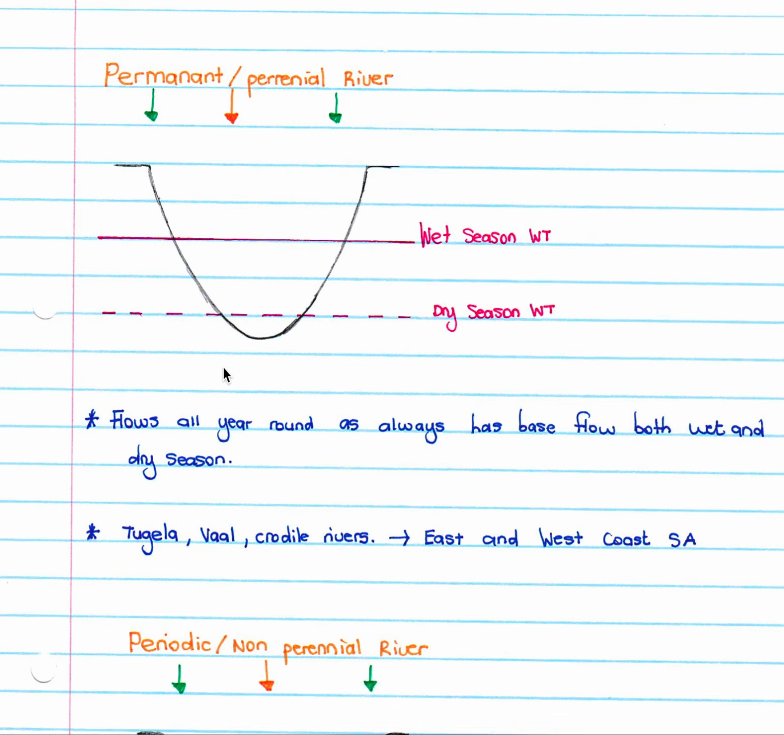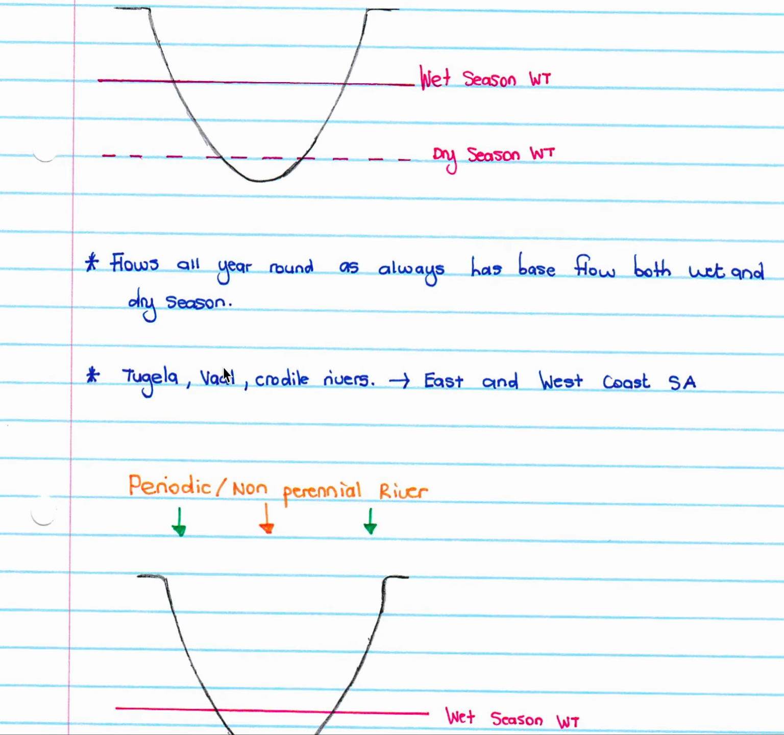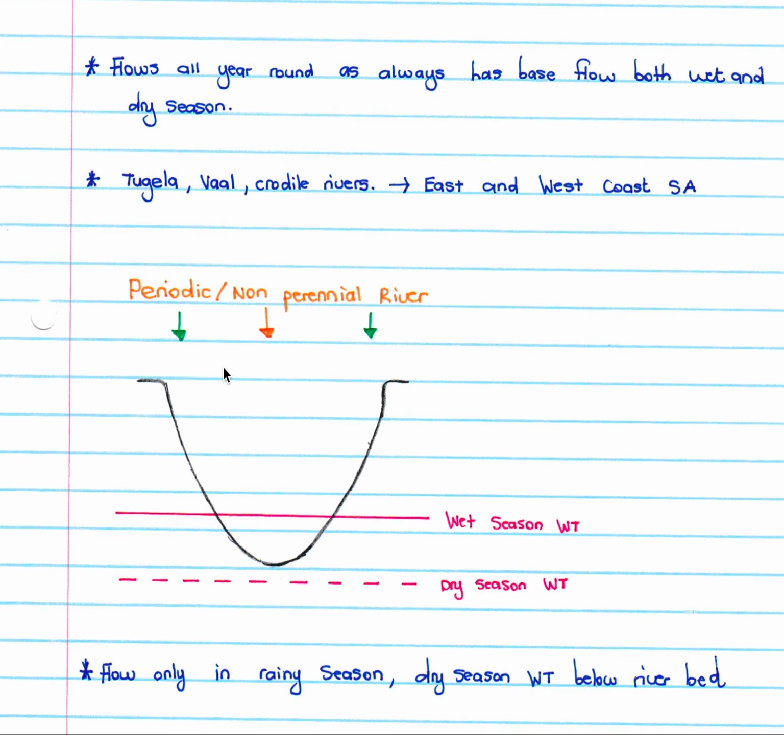Examples of perennial rivers are the Tugela, the Vaal and the Crocodile rivers, which lie on the east and the west coast of South Africa.